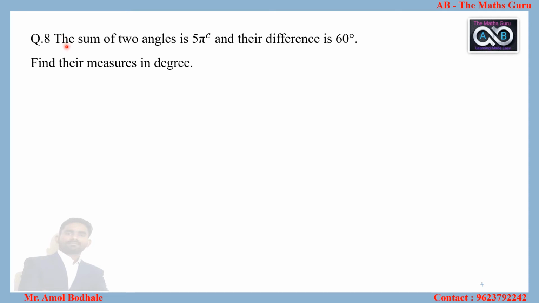Let's see the next example. The sum of two angles is 5 pi radian and their difference is 60 degree. Find their measures in degree.